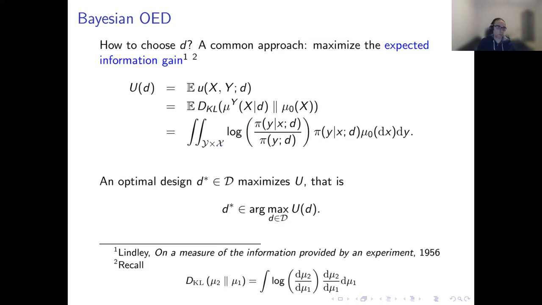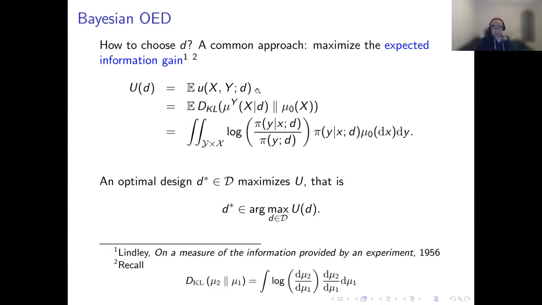So the question is how to choose this design variable. What do you want to see? You want to quantify the information that this posterior distribution contains, and of course maximize that information. How to quantify information? One way, which is also called expected information gain, is that you define an expected utility function, capital U, as the expectation over the joint Bayesian distribution of X and Y of some local utility function U, which depends on your unknown, your data vector and of course the design.